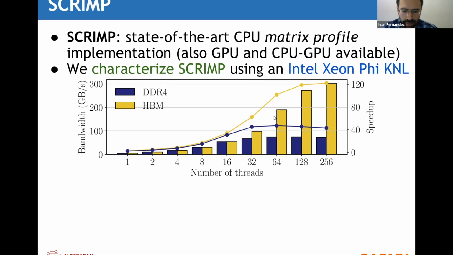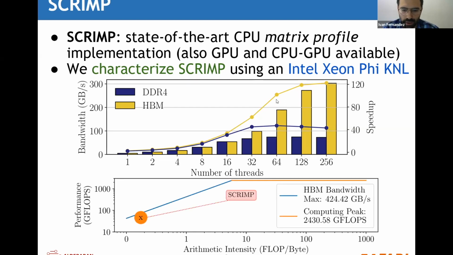To further confirm this fact, we also build the roofline model of the algorithm. And as you can see here, SCRIMP is placed in the left part of this plot, which means that its arithmetic intensity is quite low.